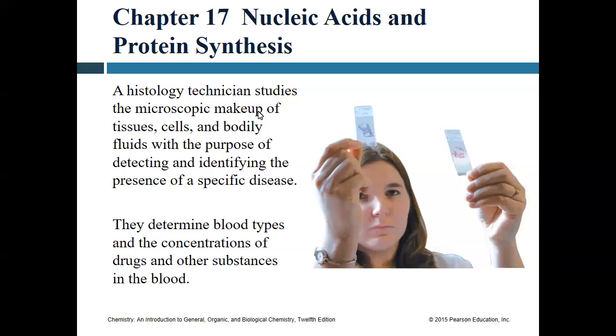All right, so we're going to move into chapter 17 today. And so chapter 17 is primarily about two things: nucleic acids, which is kind of the fundamentals of DNA, and protein synthesis, which is basically what your DNA is meant to do.